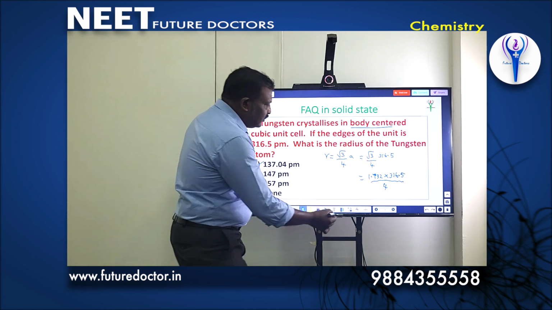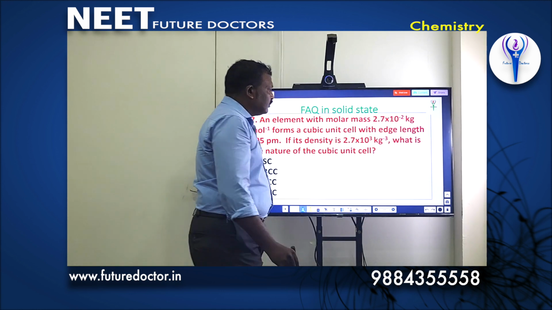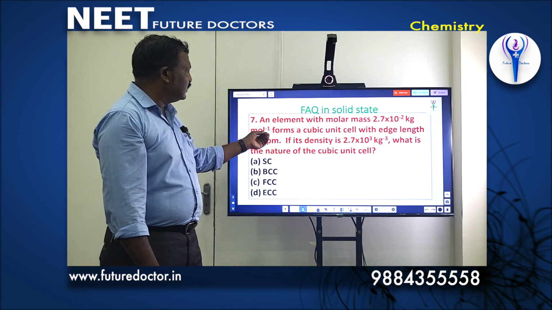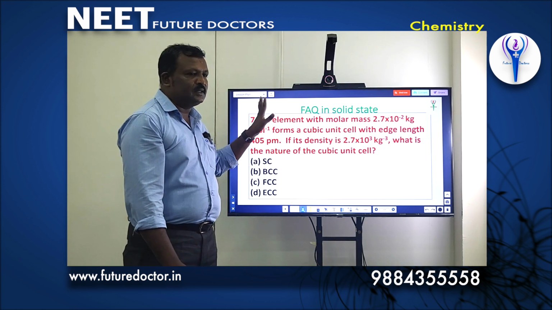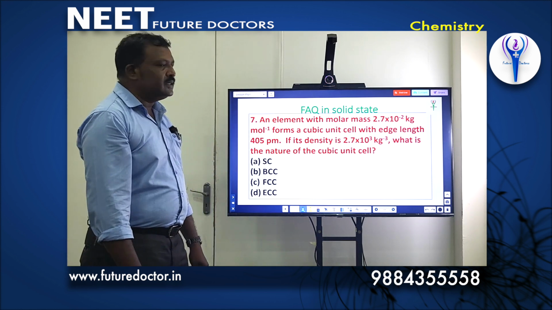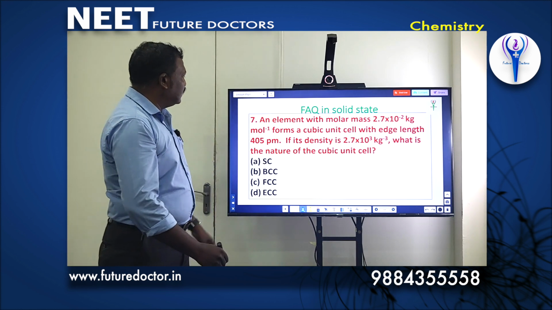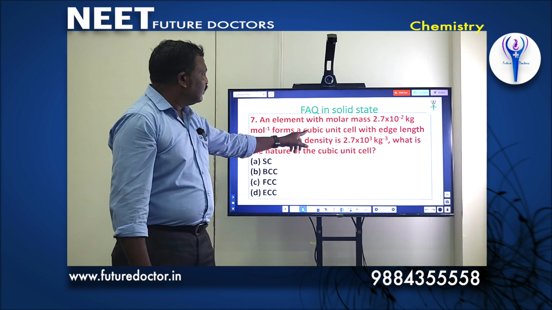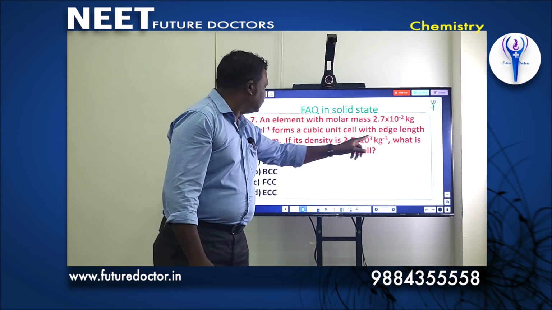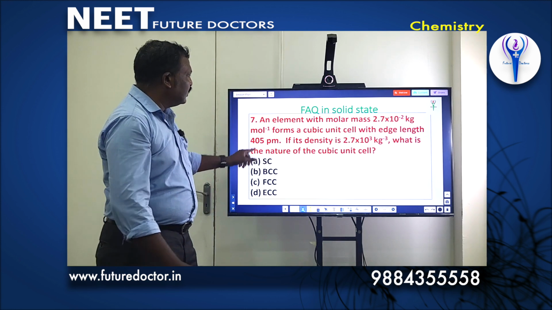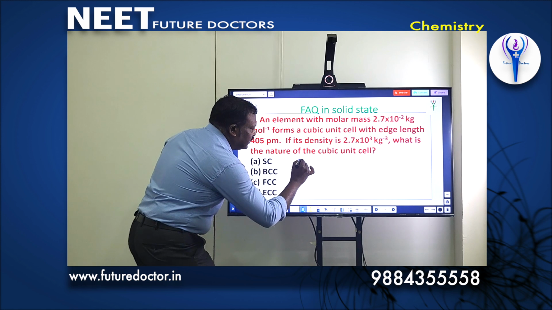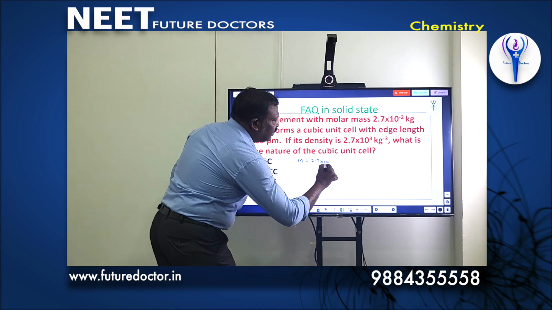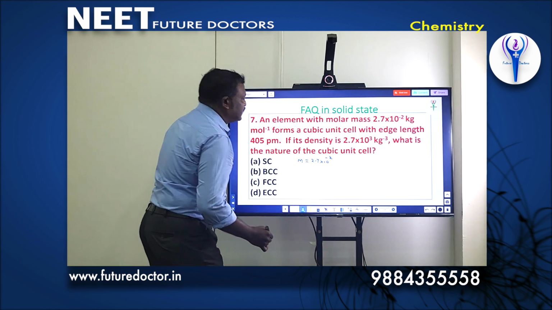Okay. Next one, the 7th one. This is a somewhat important formula, a very important formula in this chapter. That is density. Here, the element's molar mass is given, and it forms a cubic unit cell. Edge length is given. Molar mass means just M. M value is what? 2.7 into 10 power minus 2 kilogram is given.